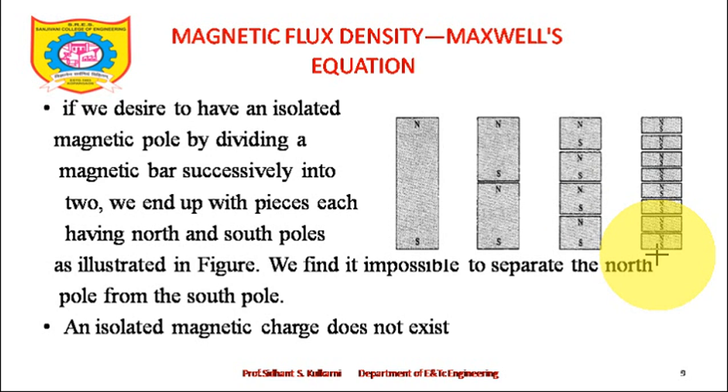If that is so, I am having a south pole and north pole. Even if I cut the magnet into infinitesimally small parts, I am having certain magnetic lines of force coming from north to south. Inside the magnet they go from south to north, but outside the magnet they come from north to south, something like this.